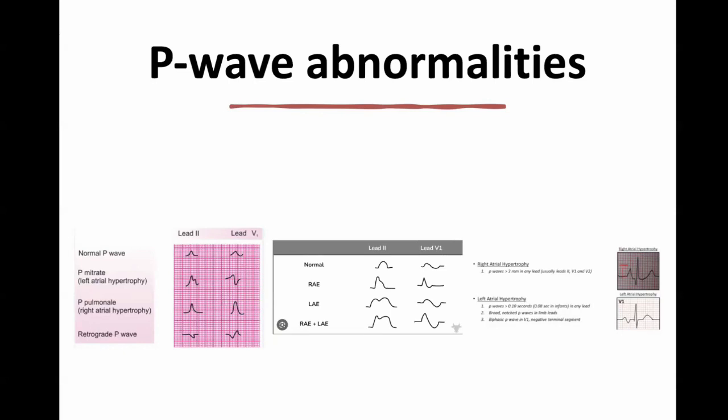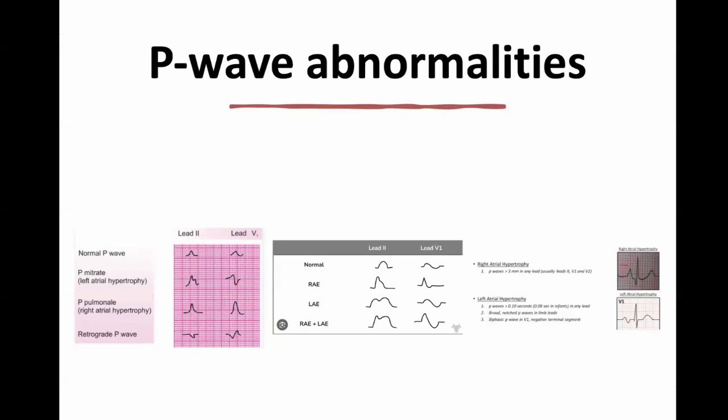Left atrial hypertrophy is characterized by a prolonged P wave, so a broad P wave, which is 0.1 seconds or longer in any lead, or longer than 0.08 seconds in infants. If we again refer back to the traveling impulse from the SA node to the AV node, if the left atrium is enlarged, one can imagine that an impulse going through both atria will take longer to reach the AV node, resulting in a broader P wave.